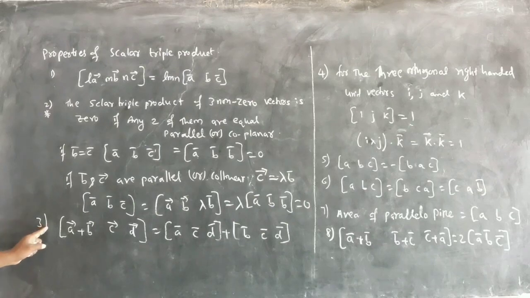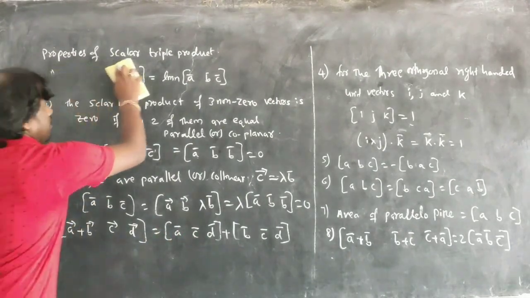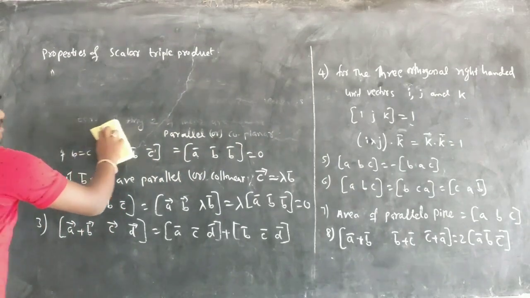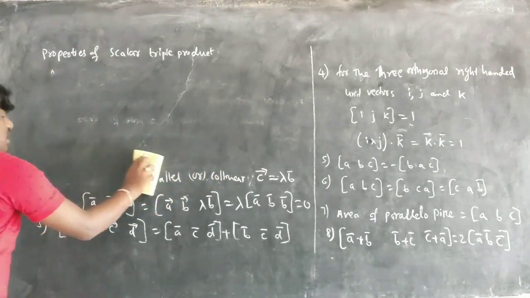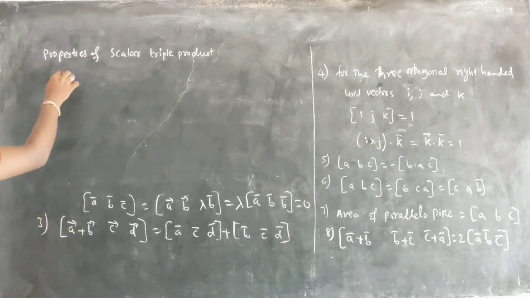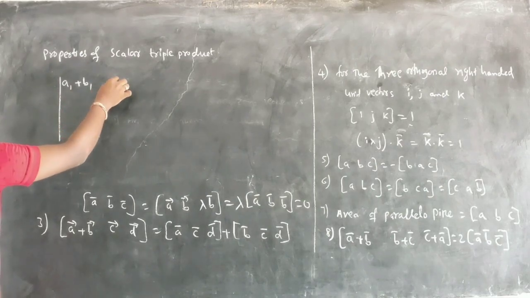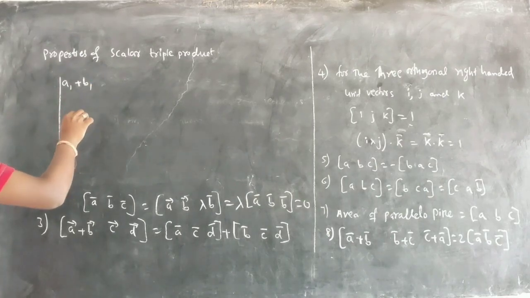Property number 3: if you have A vector plus B vector, C vector, D vector, this can be spread out. If you know determinants, this is very easy. As you know in determinants, you have A1 plus B1, and so on. I'll just give you an example.